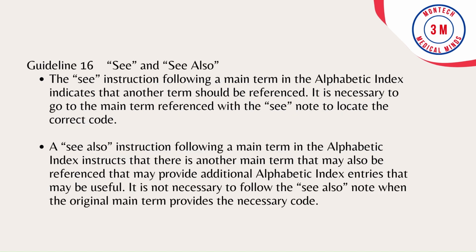Guideline 16, "see" and "see also". The "see" instruction following a main term in the alphabetic index indicates that another term should be referenced. It is necessary to go to the main term referenced with the "see" note to locate the correct code. A "see also" instruction following a main term in the alphabetic index instructs that there is another main term that may also be referenced that may provide additional alphabetic index entries that may be useful. It is not necessary to follow the "see also" note when the original main term provides the necessary code.